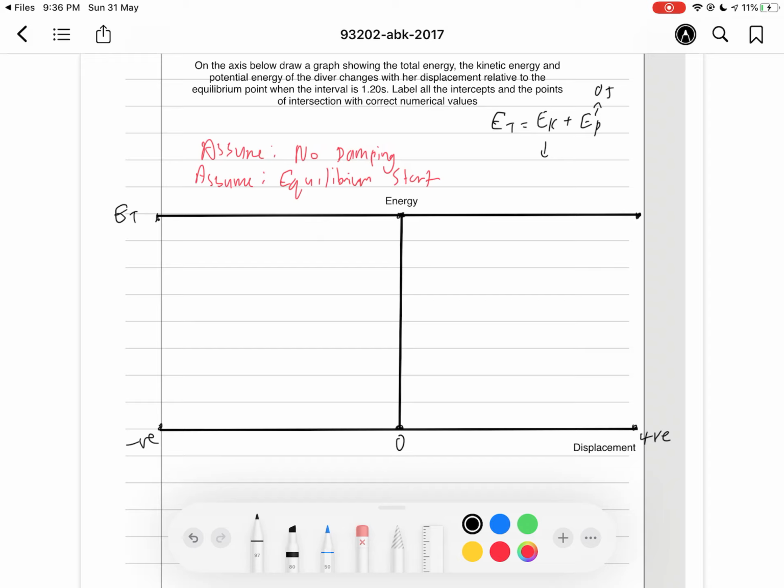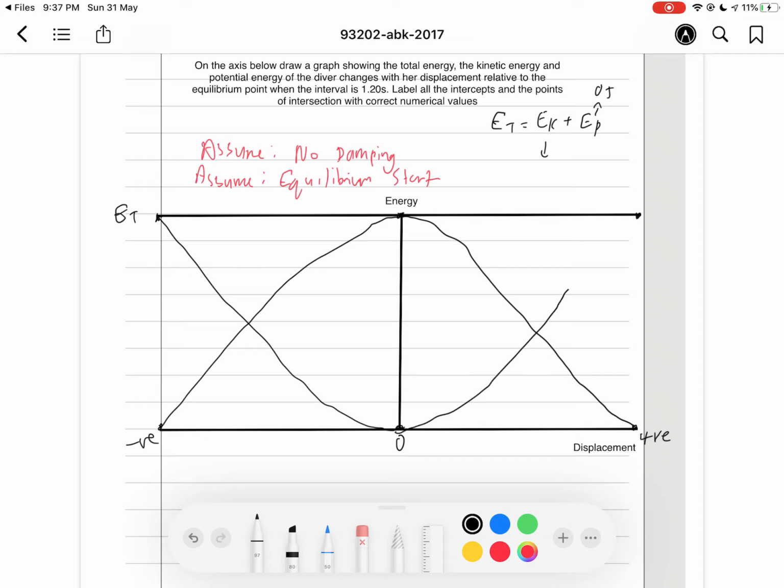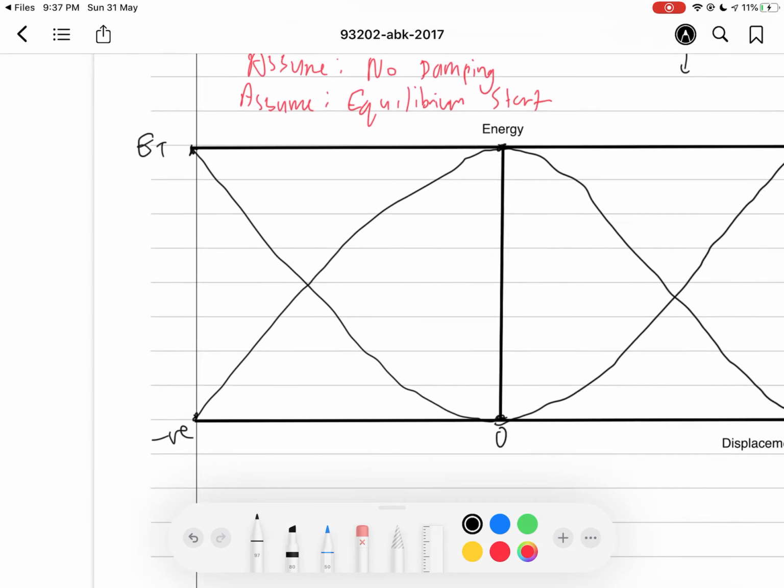Our line for the kinetic energy is going to be maximum at the maximum displacement, so it's going to look like a parabola here. Similarly, our potential energy is also going to look like a parabola, but a reflected parabola. It's going to start at the maximum, decrease to 0, and rebound back up to the maximum at the maximum displacement. So this is what the graph should look like. Now we need to label all the intercepts and the points of intersection with correct numerical values.